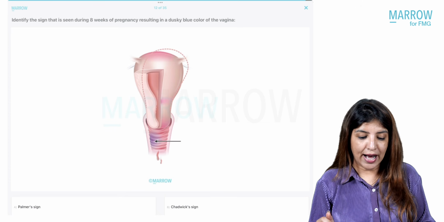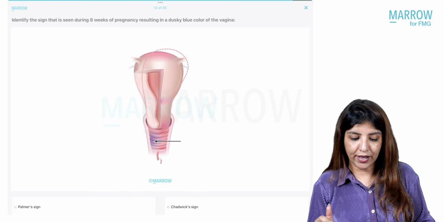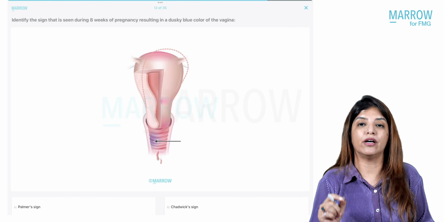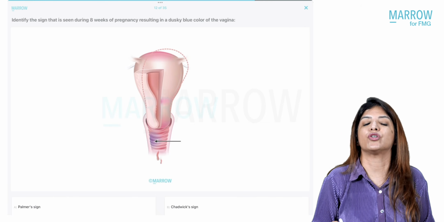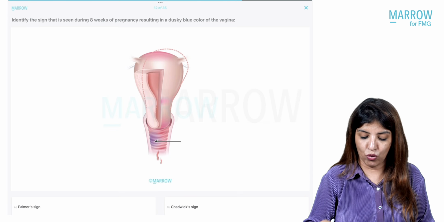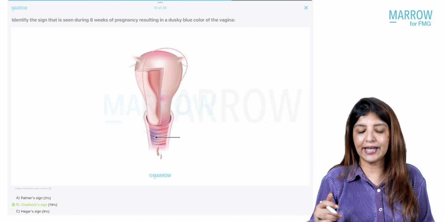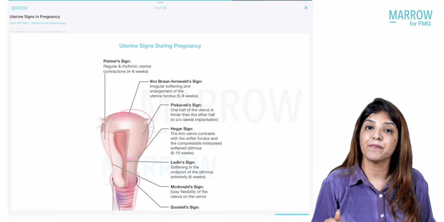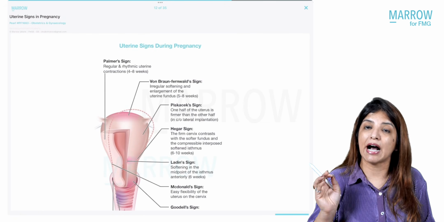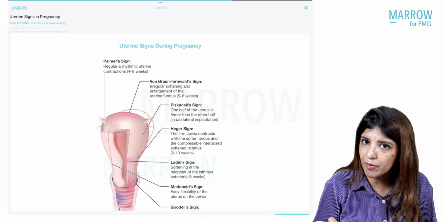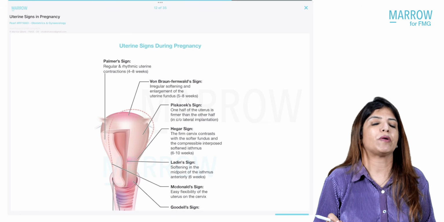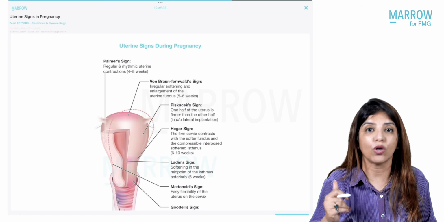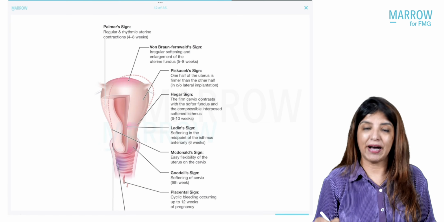So next question, identify the sign that is seen during 8 weeks of pregnancy resulting in dusky blue color of the vagina. You can see that the arrow is pointing towards the dusky blue color and all of you know that is Chadwick's sign. And what is the other name for Chadwick's sign? The other name for Chadwick's sign is Jacquemier's sign, right? Signs in pregnancy are very, very important. The earliest sign to become positive in pregnancy is Goodell sign. Goodell sign means softening of the cervix and this is seen by the 6th week.